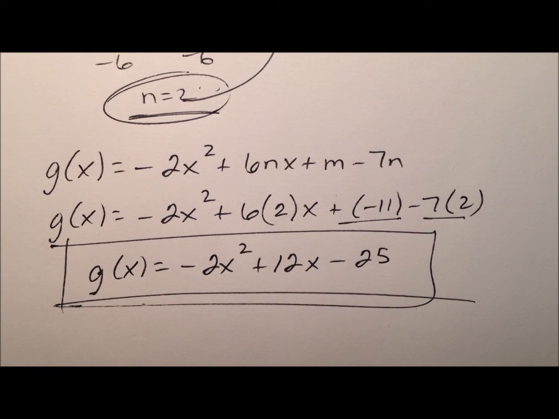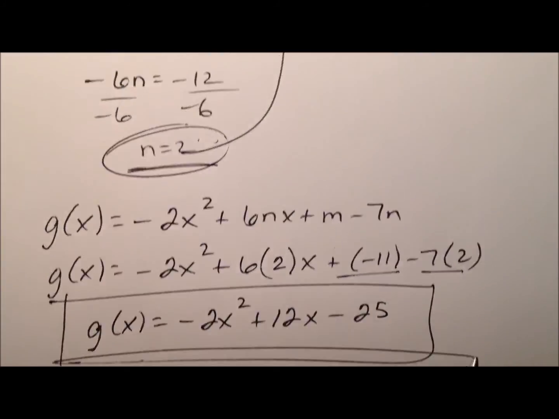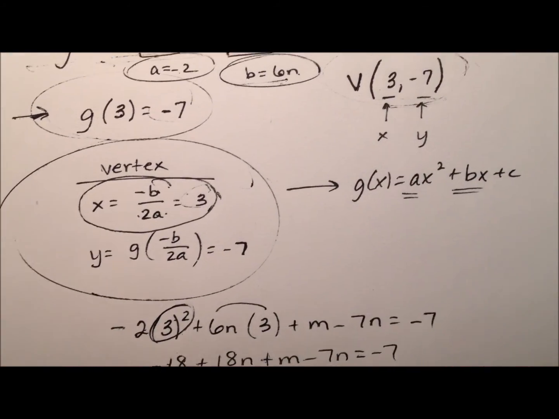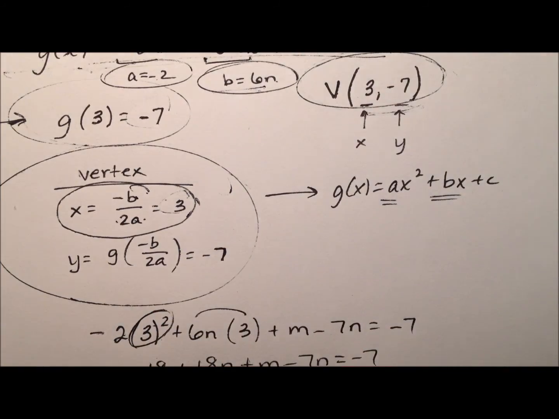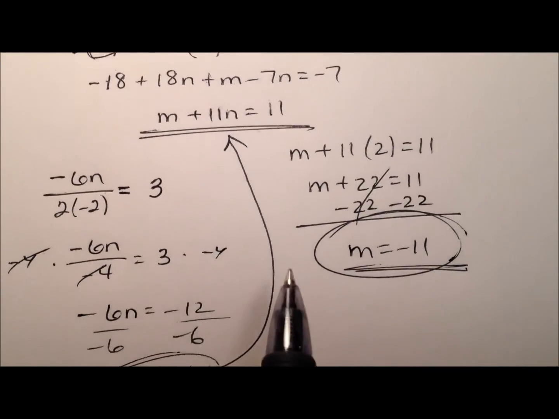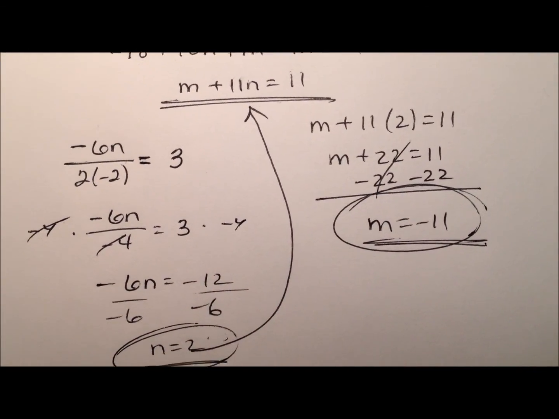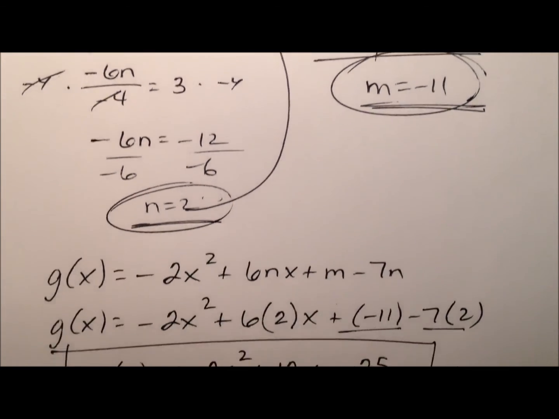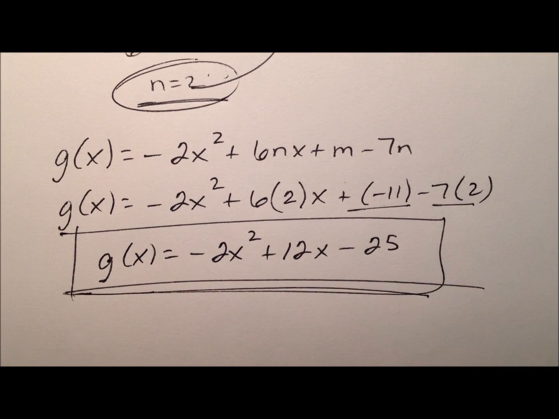So here is going to be our function. And here was the original that included the m and the n. We knew the vertex was (3, -7), so we were able to solve for m and n by setting up nice equations based on the relationships that exist between the function in standard form and the vertex there. And then we were able to put it all together, and here's my function.